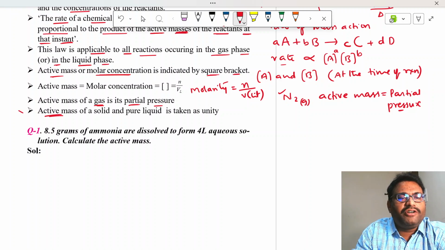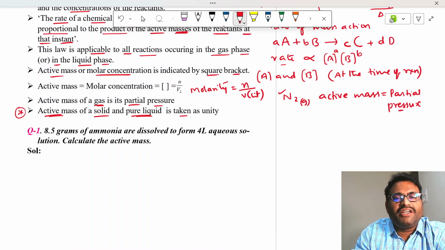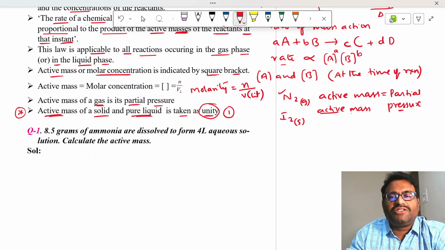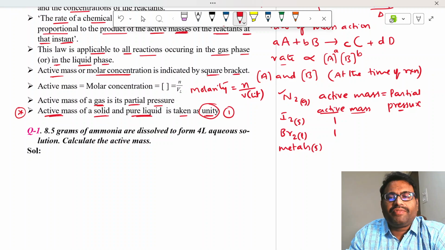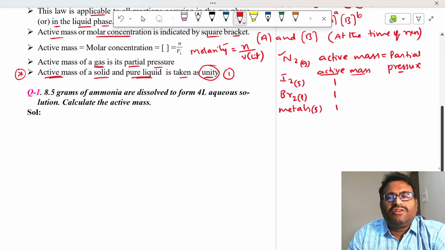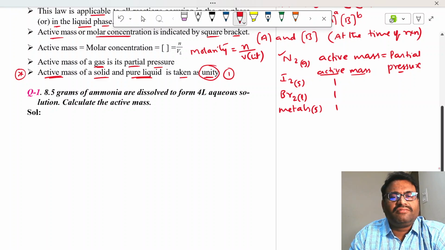Okay, this point is to be remembered. Active mass of a solid and a pure liquid is taken as unity. Unity is nothing but 1. So for example, iodine solid, its active mass or concentration is 1. Bromine liquid, active mass is 1. Whatever metals in solid, its active mass is equal to 1. During a reaction, their concentration does not change much. That is the reason why their active masses are considered as 1.